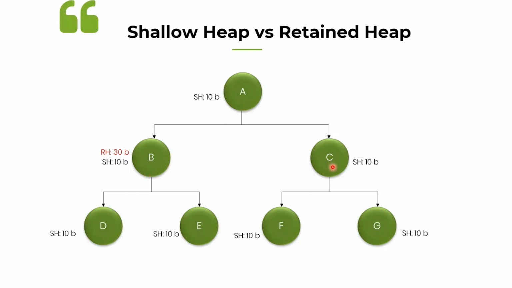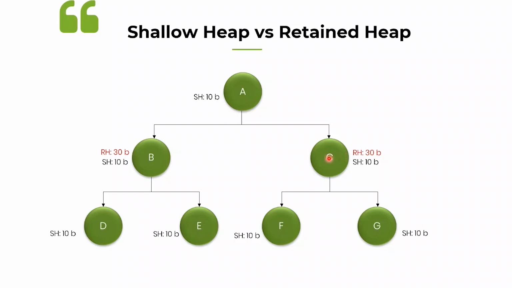Now let's look at object C. What is the retained heap size of object C? It is once again going to be 30 bytes, because object C is 10 bytes, and if object C gets removed, there will no longer be any references to object F and object G. They can also be removed from memory. So it is C's 10 bytes plus F's 10 bytes plus G's 10 bytes together. The retained heap size of C is 30 bytes.